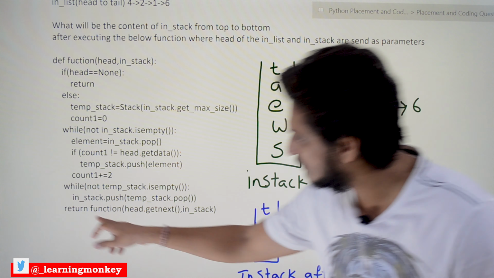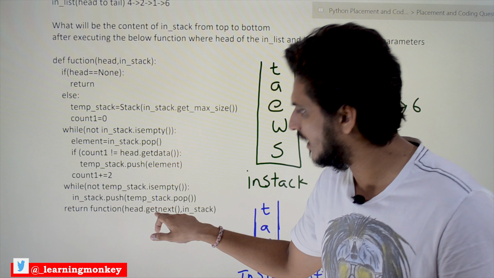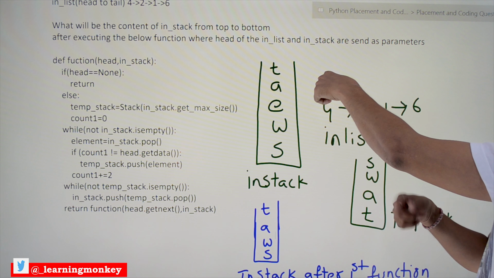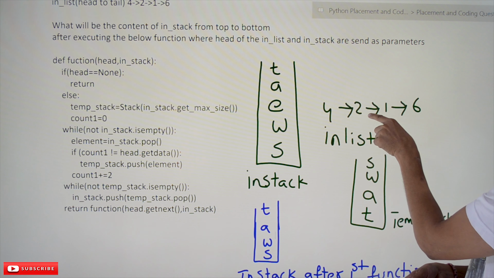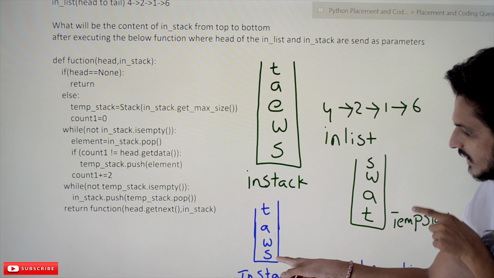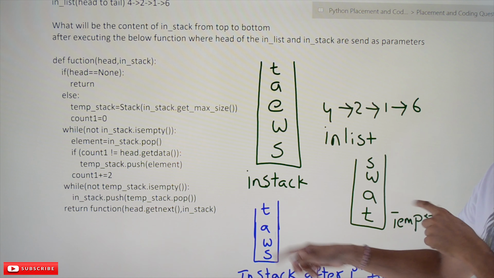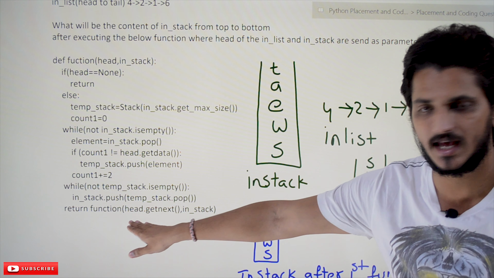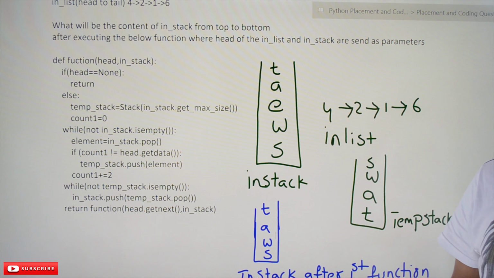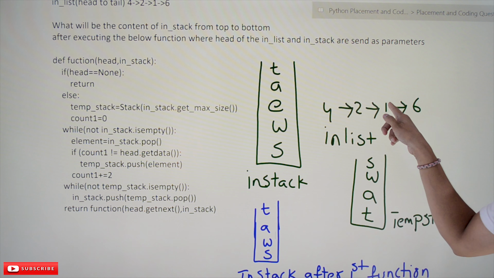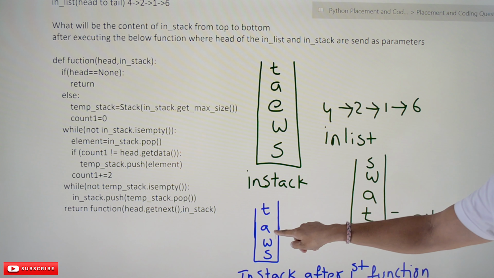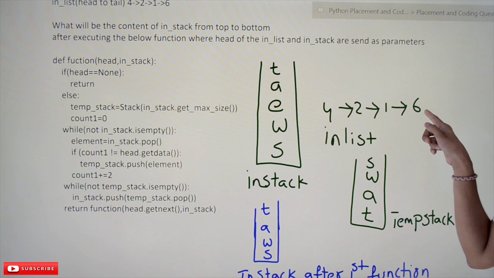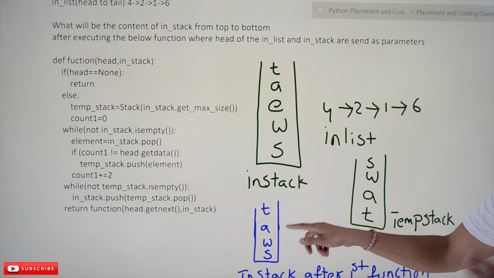So what's happening here? At the last, return function of head.getNext(). The second time we are calling the function again with head pointing to the next node, and inStack consists of t, a, w, s. Again repeat this process. So whenever you call the function the second time, this a will be eliminated, and next time head will be pointed to 1. InStack consists of t, w, s. Again repeat it. Next time head will be pointed to 6. Repeat it. Some elements will remain in the inStack.